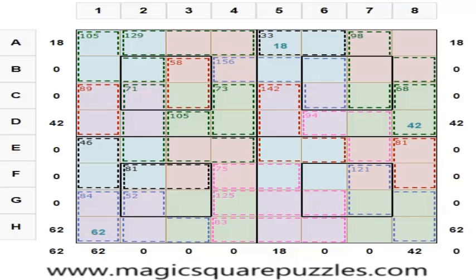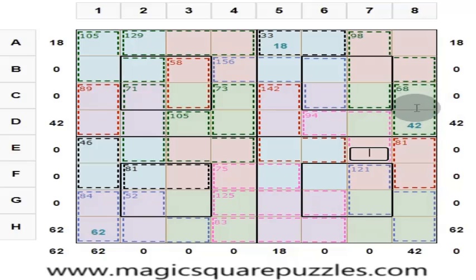Friends, today we will solve this magic square puzzle, okay? And this is an 8x8 magic square. It contains numbers from 1 to 64. 8 into 8 is equal to 64, and it has got 64 cells, okay? This is a cell, this is a cell, like that.